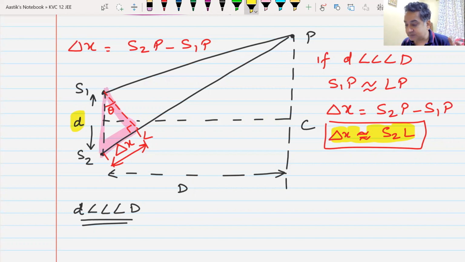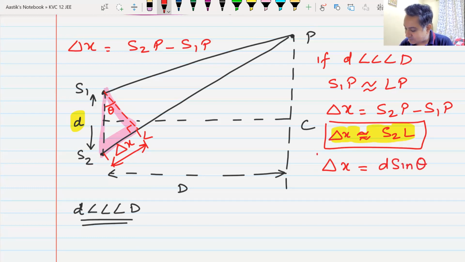D is the hypotenuse, and your delta x is your perpendicular. You can find out delta x in terms of D and theta. Can you tell me what is delta x in terms of D and theta? It will be equal to D sine theta.